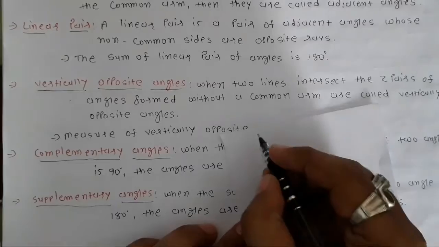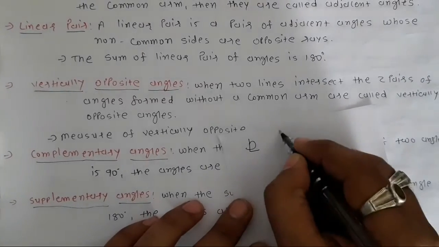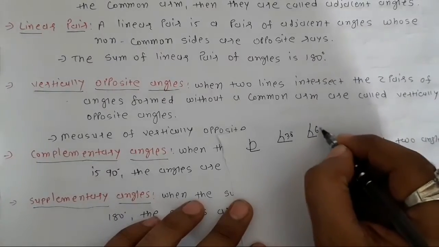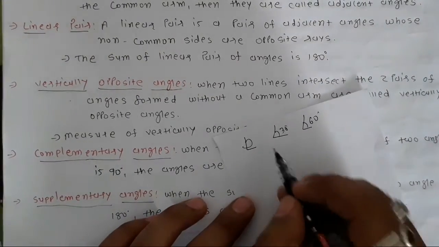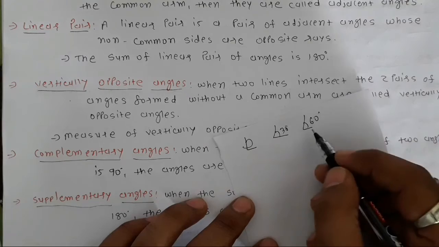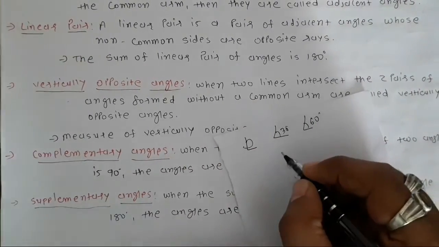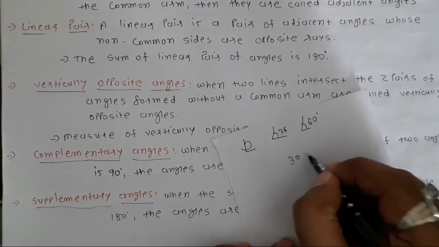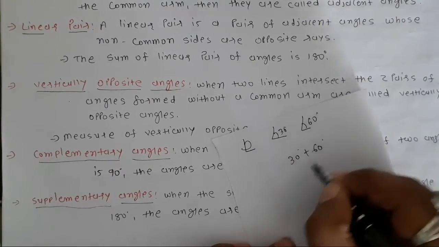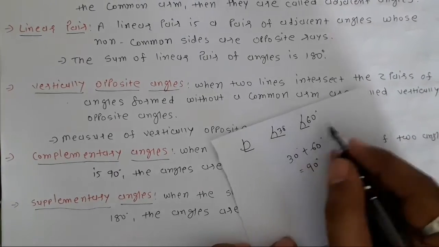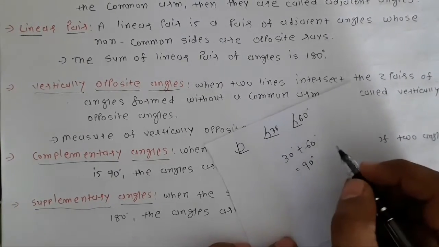For example, the value of this angle is 30 degrees and the value of this angle is 60 degrees. To check whether the addition of these two angles is 90 degrees, I will add 30 plus 60. We all know 30 plus 60 is 90 degrees. So the sum of the two angles is 90 degrees, and yes, these are complementary angles.